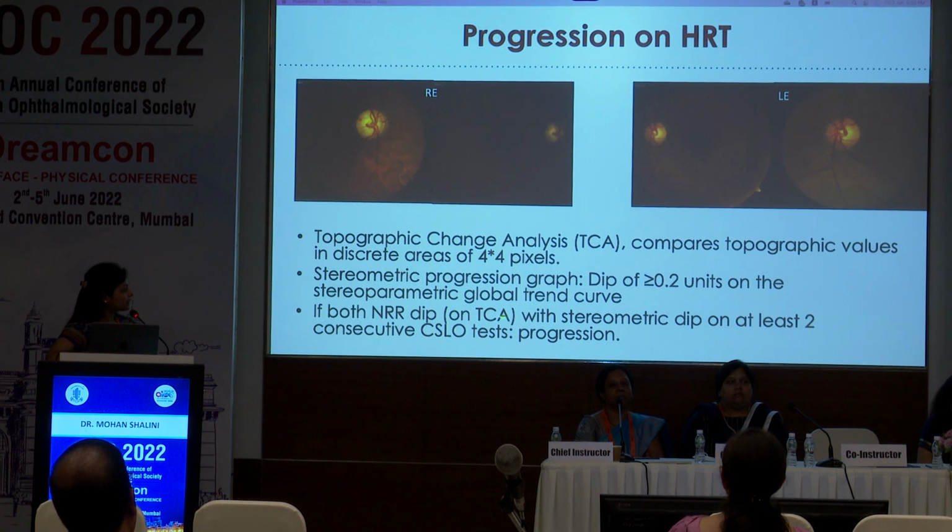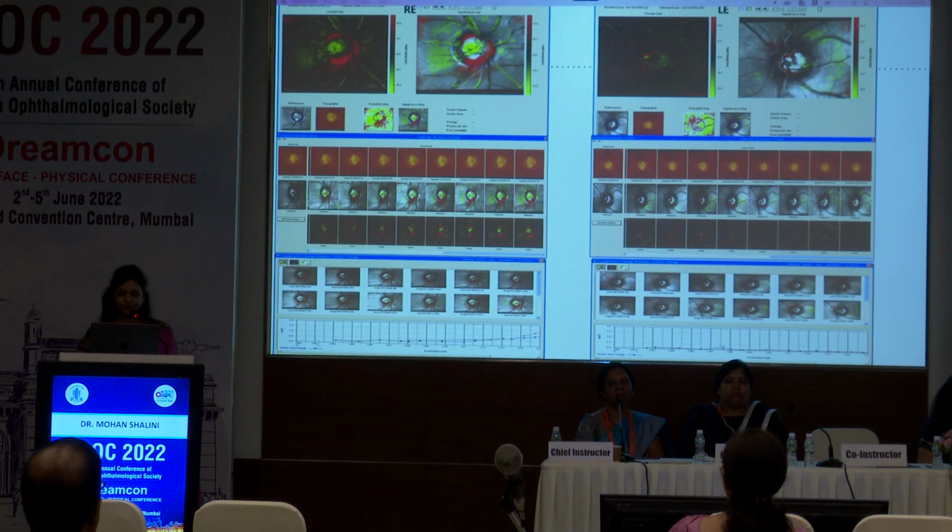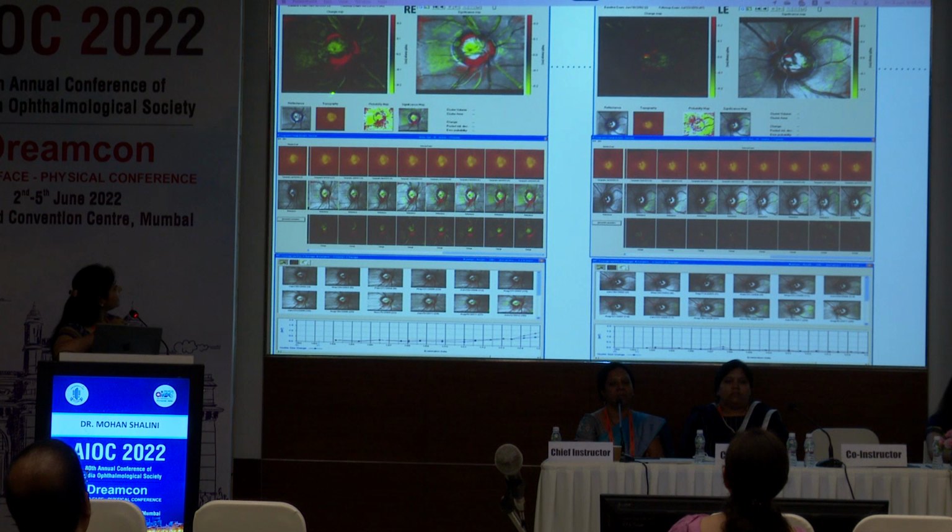It also gives a trend analysis, which is the stereometric progression graph that HRT gives us. If there is a dip of more than 0.2 units in any of the parameters that we see, it indicates there is a global declining trend. And if both of them show progression, it is definite progression. So this is how the images look like.